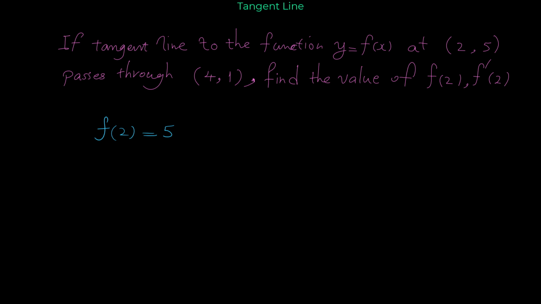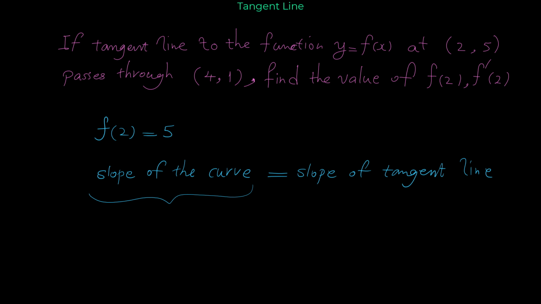Remember, the slope of the function or the curve at the tangency point is equal to the slope of the tangent line. Here we are asked to find a slope. F prime is the derivative, and the derivative is the slope of the curve. So we want the slope of the curve at the point 2, which is f prime of 2. To find f prime of 2, we use this rule.